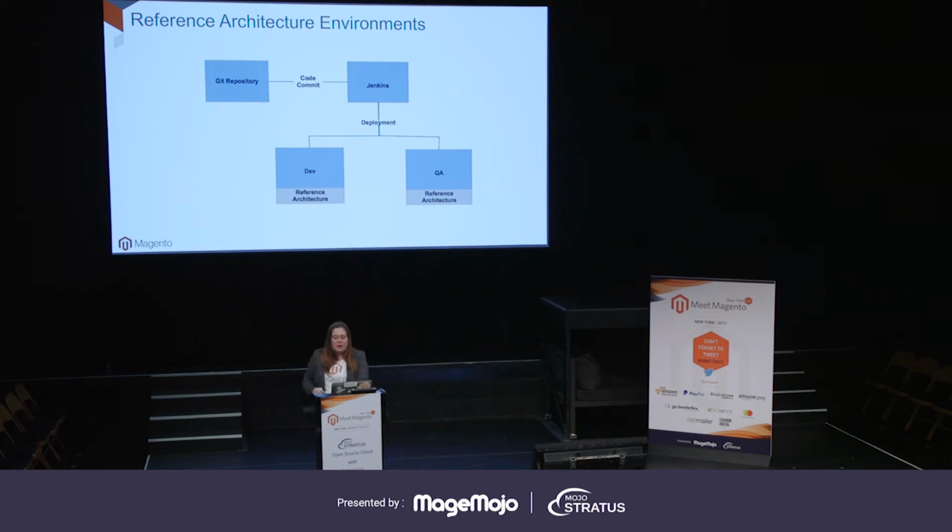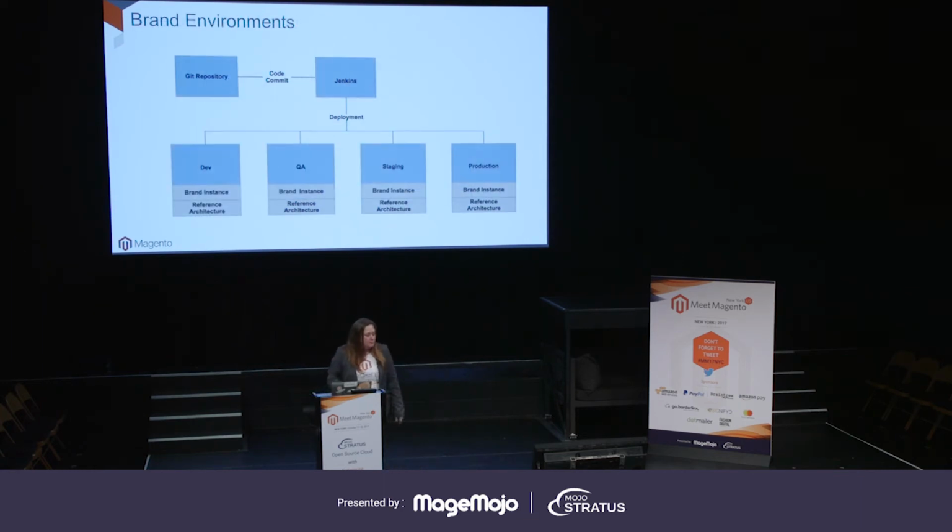And then here's what our environment is going to look like for the brand. So we do have a Jenkins server here doing a little bit of deployment, pulling that code out of the Git repository, putting it together, deploying it to dev, QA, and we have staging and production.